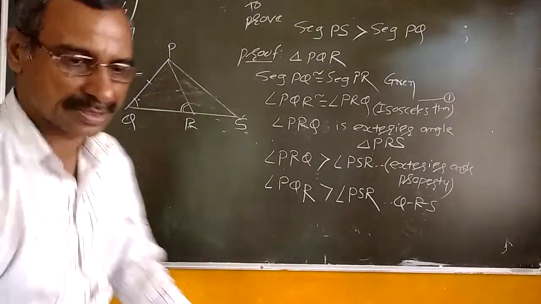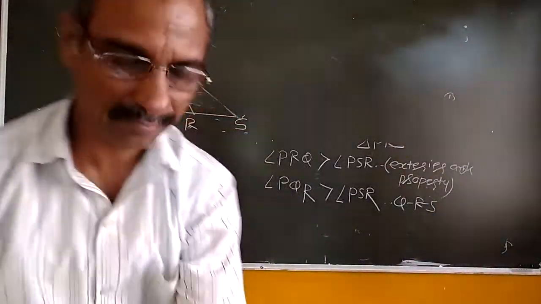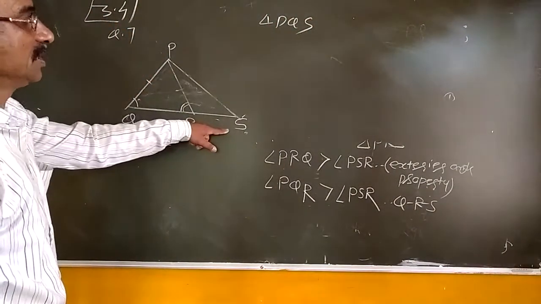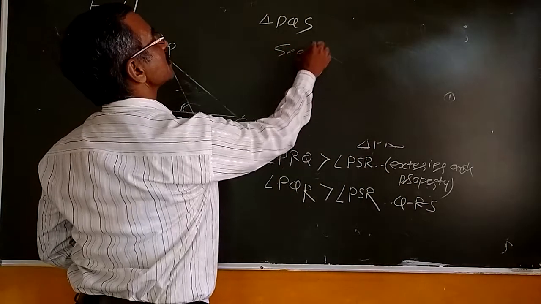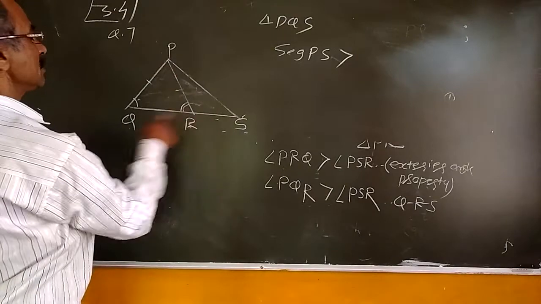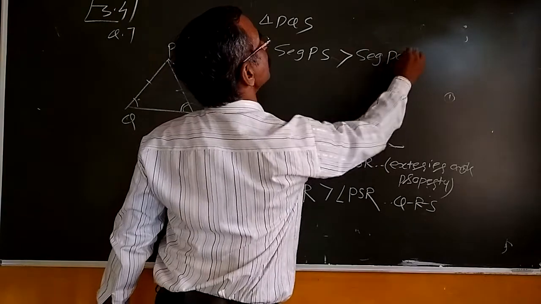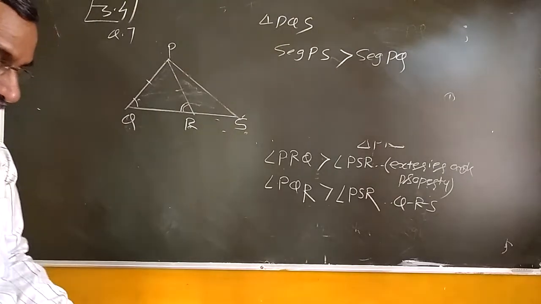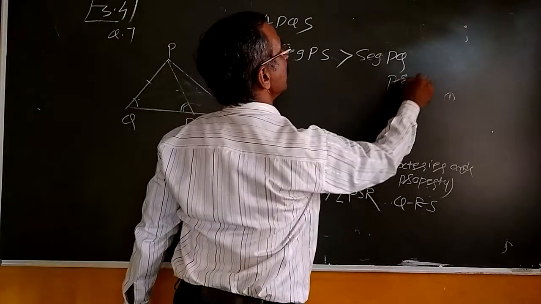In triangle PQS, angle PQR is greater than angle PSR. The side opposite to angle PSR is PQ, and the side opposite to angle PQS is PS. So segment PS is greater than PQ, which we wanted to prove. So it is proved.